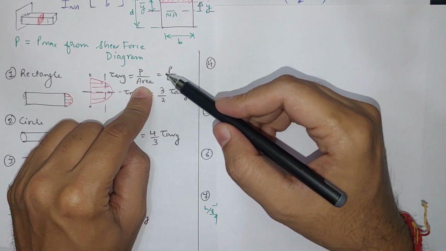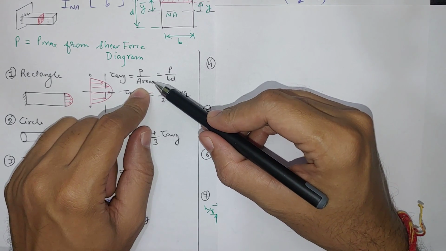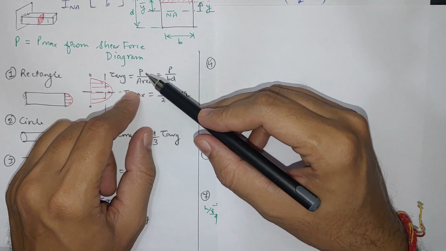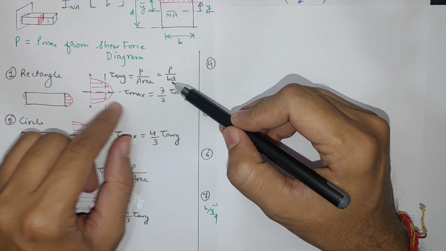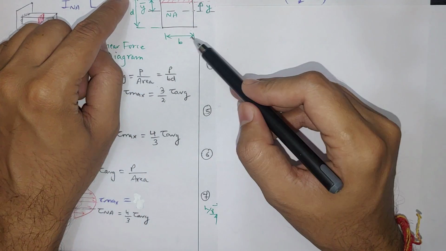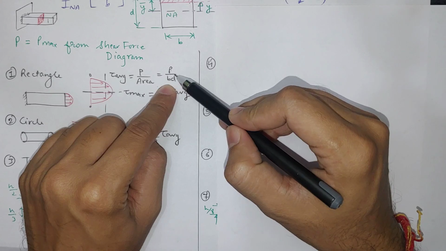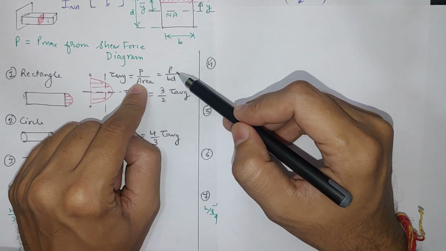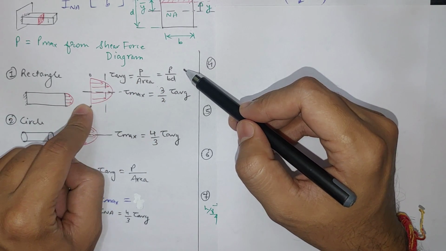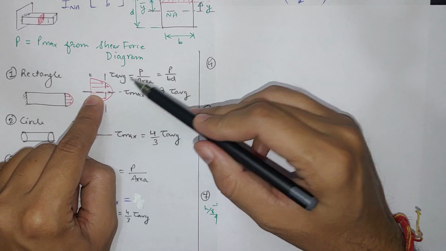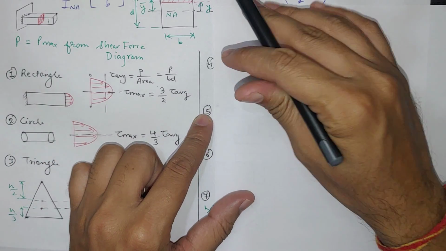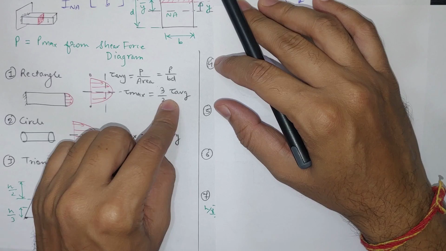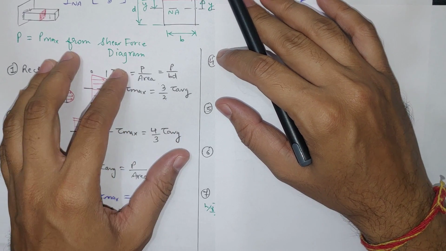So the typical value we calculate in standard form is tau average, which is P divided by area. That is how we have to calculate. Area is B into D. So load divided by area is the shear stress, which will be the average value. And if you want to find the maximum at the center, then it will be 3 by 2 times the tau average.